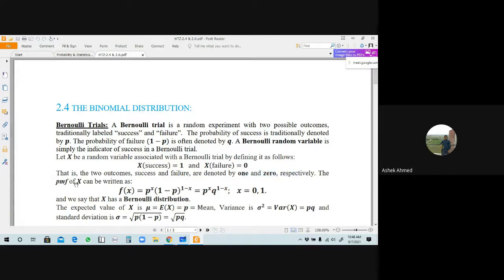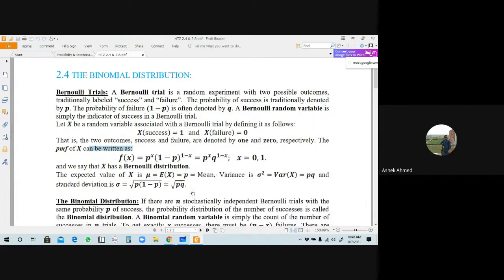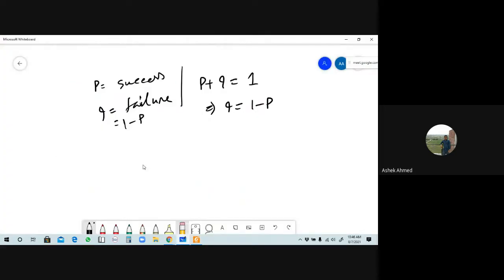The PMF of X can be written as follows. What is PMF? PMF means probability mass function. Because the values of X are 0 and 1, from here we have to define a function. For the value 0, what will it be, failure or success? Failure. And if it is 1, what will it be? Success. Is it right?